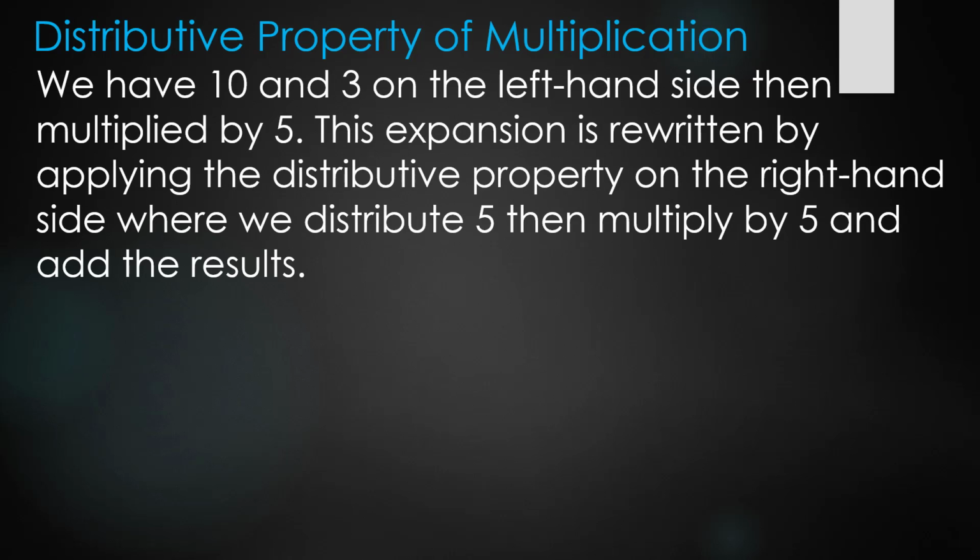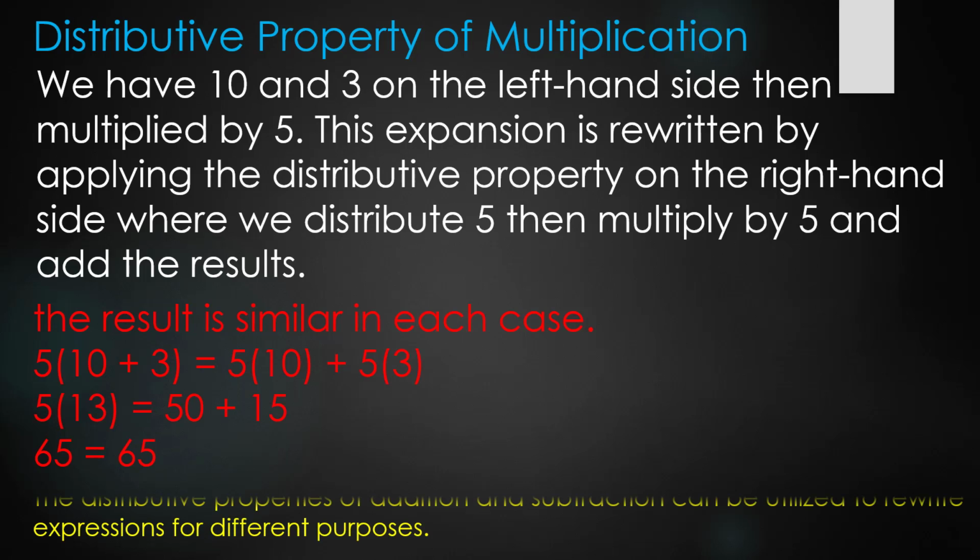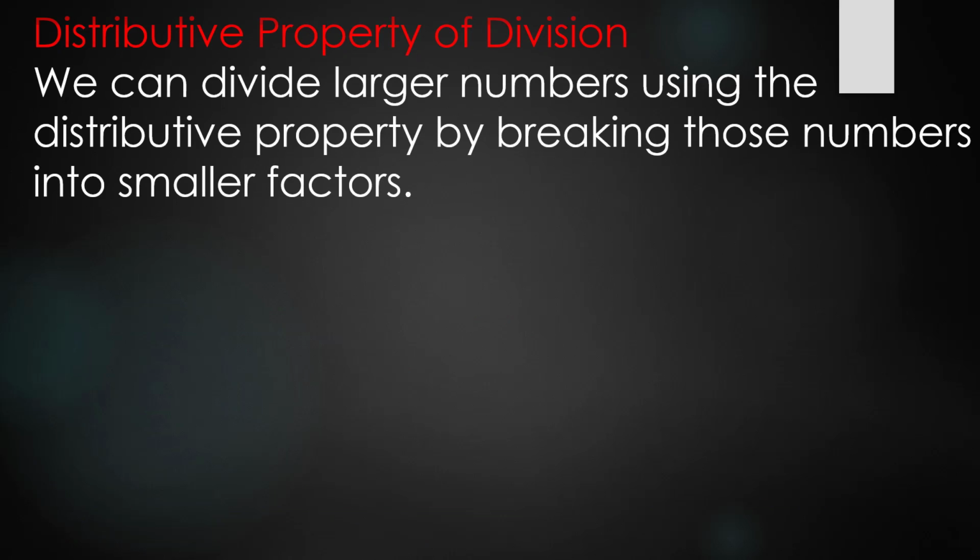Distributive property of multiplication. For example, we have 10 plus 3 on the left hand side, then multiplied by 5. This expansion is rewritten by applying the distributive property on the right hand side, where we distribute 5 and multiply it by each number and add the results. The result is similar in each case. 5 of (10 plus 3) equals 5 into 10 plus 5 into 3. 5 of 13 equals 50 plus 15. That equals 65 equals 65. The distributive properties of addition and subtraction can be utilized to rewrite expressions for different purposes.